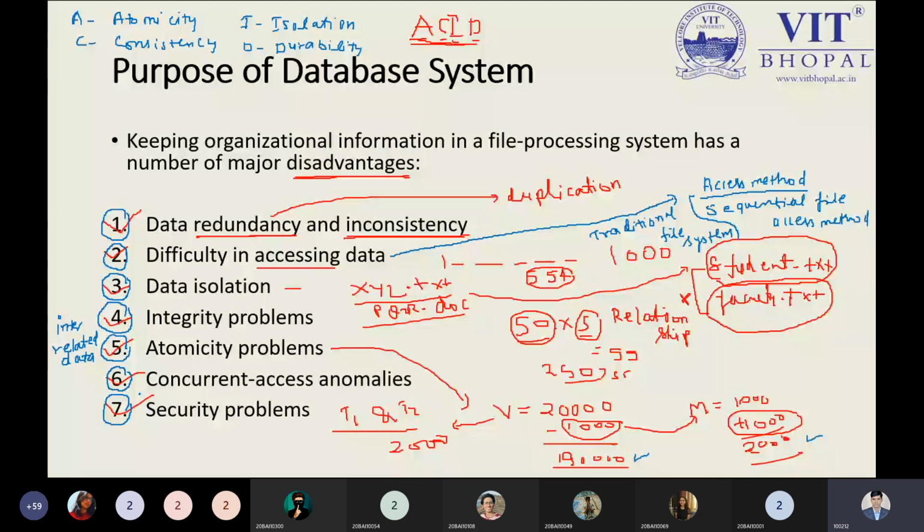Now is it clear to all, or is there anything you need to ask? You can ask me right now. Yes, tell me. How is concurrent access anomalies a disadvantage? If multiple users are allowed to access data simultaneously, sir, it is a benefit.